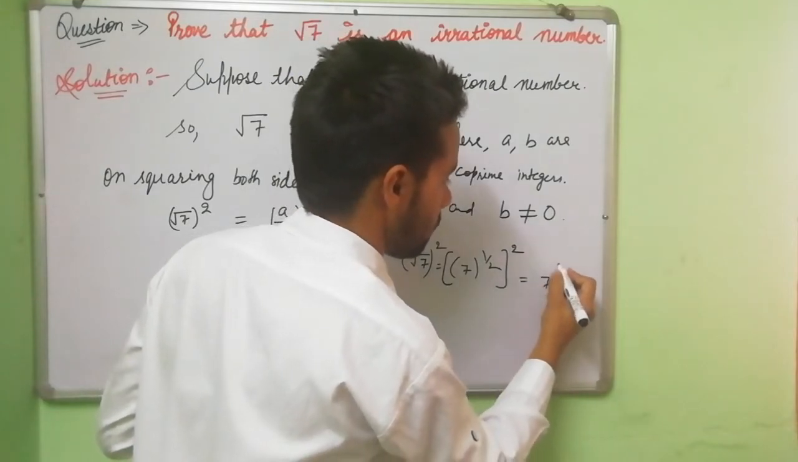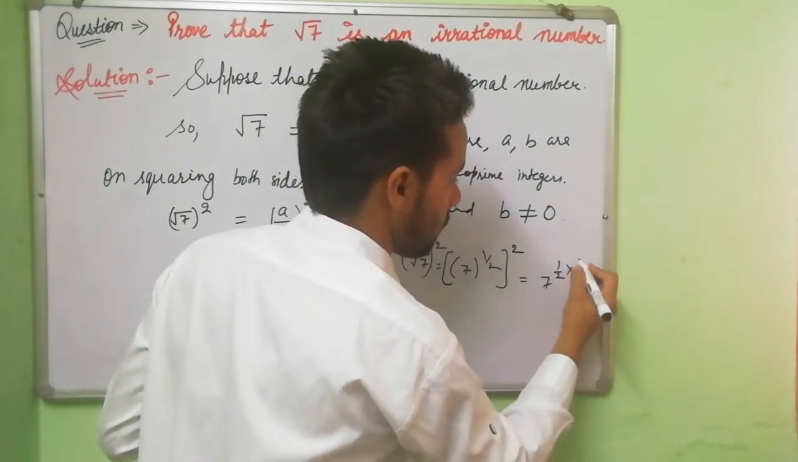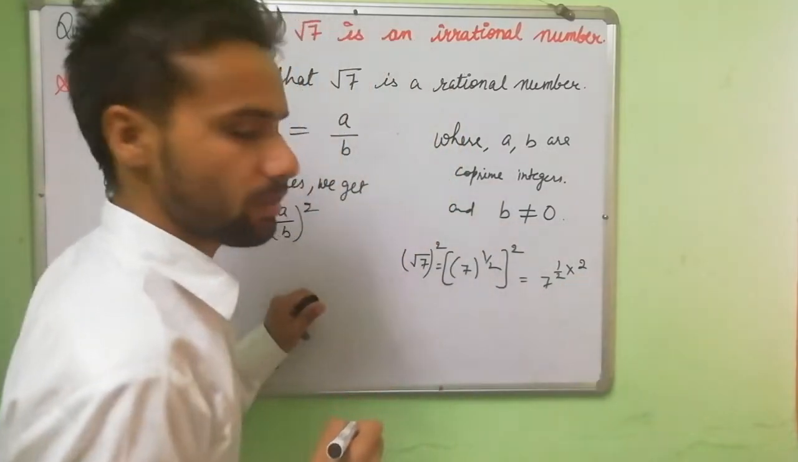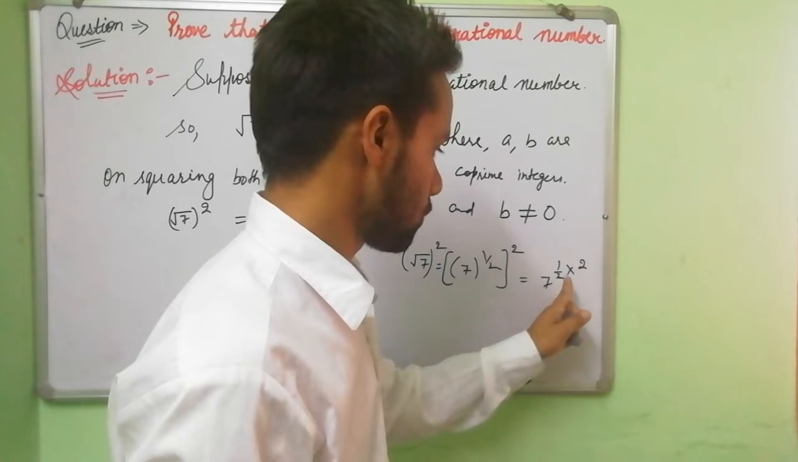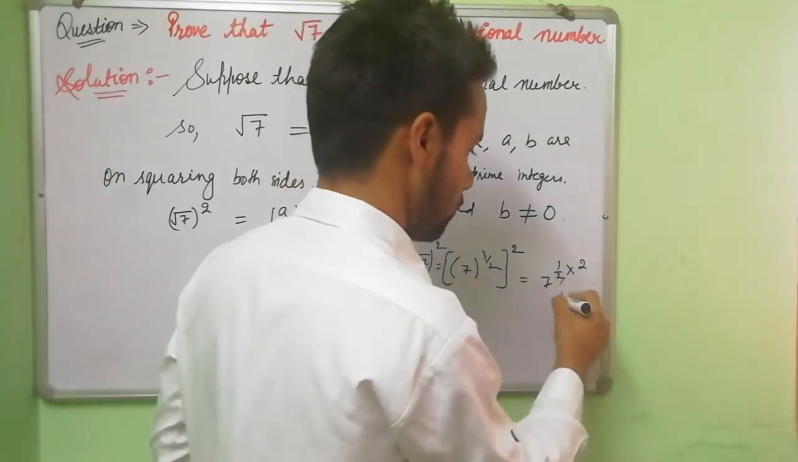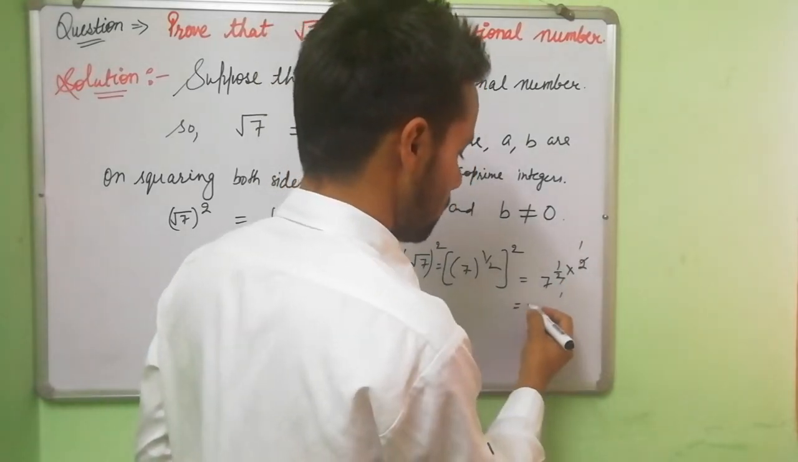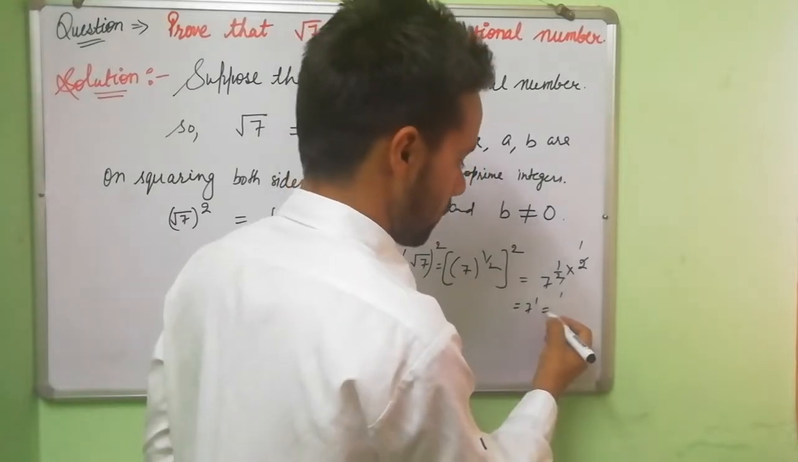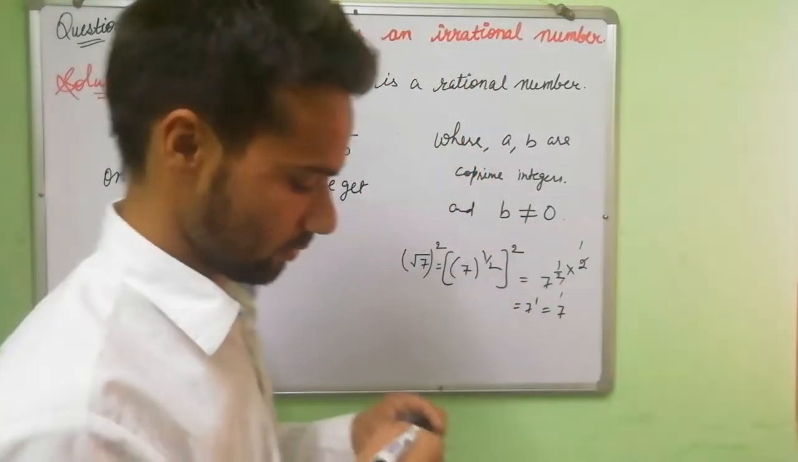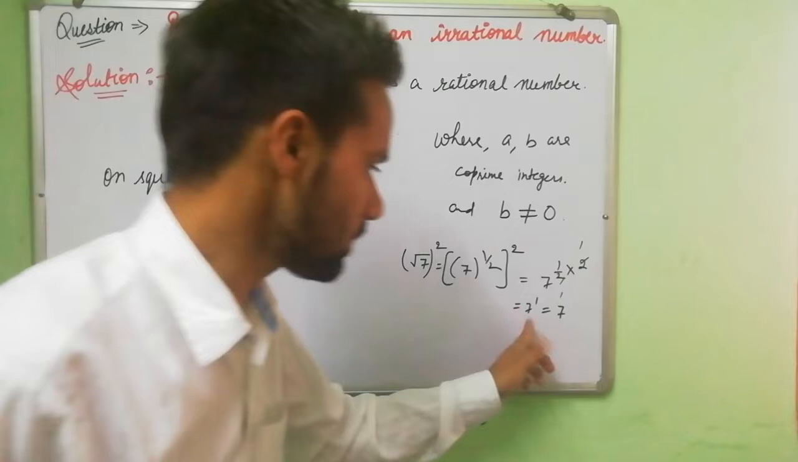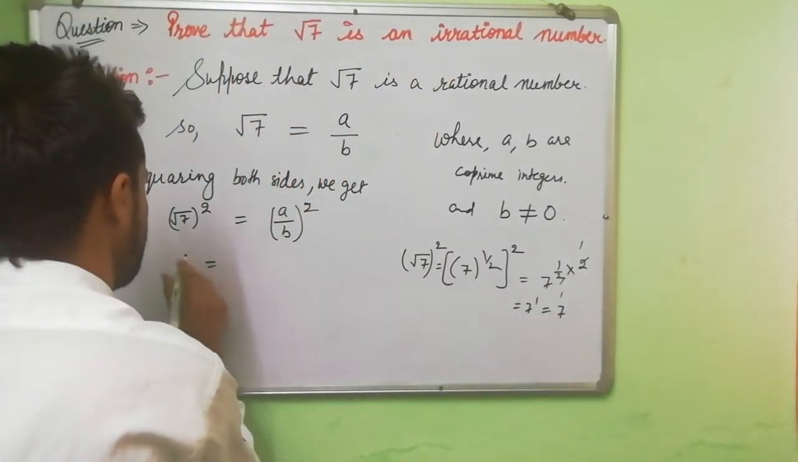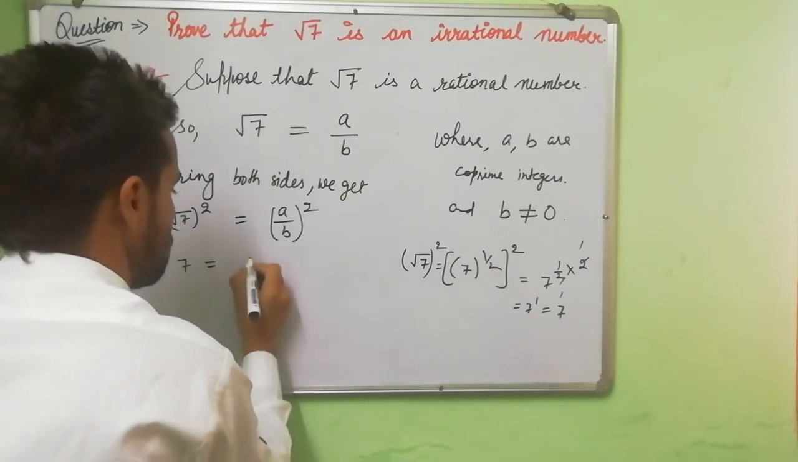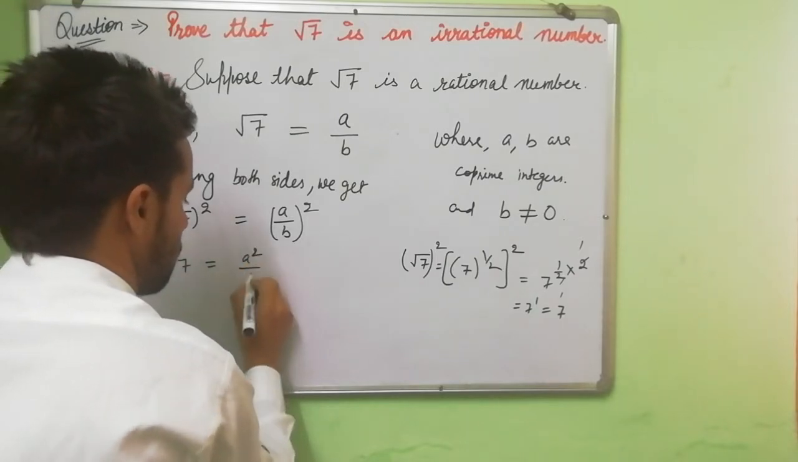You will get half multiplied by 2, meaning power of power multiply here. So 2 is cancelled by 2. What do you get here? 7 raised to power 1, and 7 raised to power 1 means only 7. Getting? So I write here 7. So here what do I get? I get 7 is equal to a square upon b square.